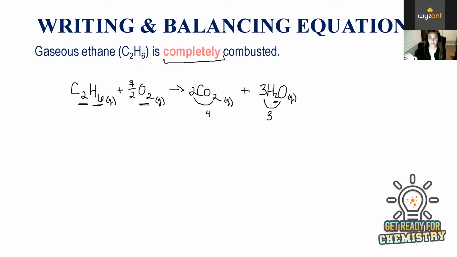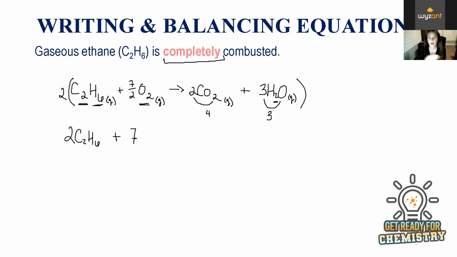So as a snapshot, this is a perfectly balanced equation, but we can't leave the fractions in the equations. So we have to eliminate the fraction by multiplying the entire equation by the denominator of this fraction, which is 2. So then we get 2C2H6, I'm not going to write the states, plus, so 2 times 7 over 2 is just 7.